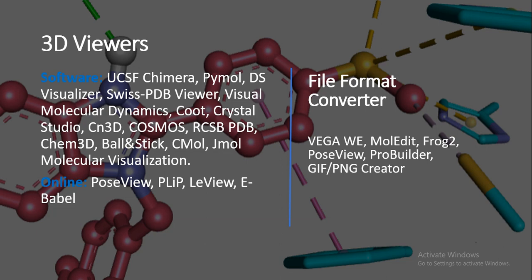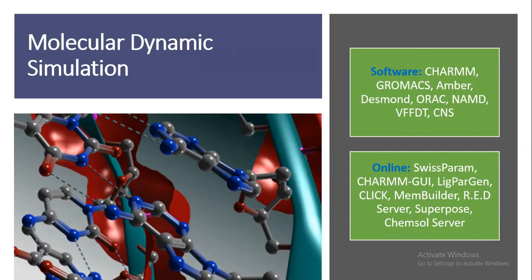And online softwares: PoseView, PLIP, LiveView, and OpenBabel. And we can also convert different file formats. So as file format converters, we can use Vega WE, MoleEdit, Frog2, PoseView, ProBuilder. So these can be used to convert, for example, Mol2 to GIF, PNG file, or Mol2 to SDF file, or Mol file. So we can use different file formats, and we can also convert from one to another.